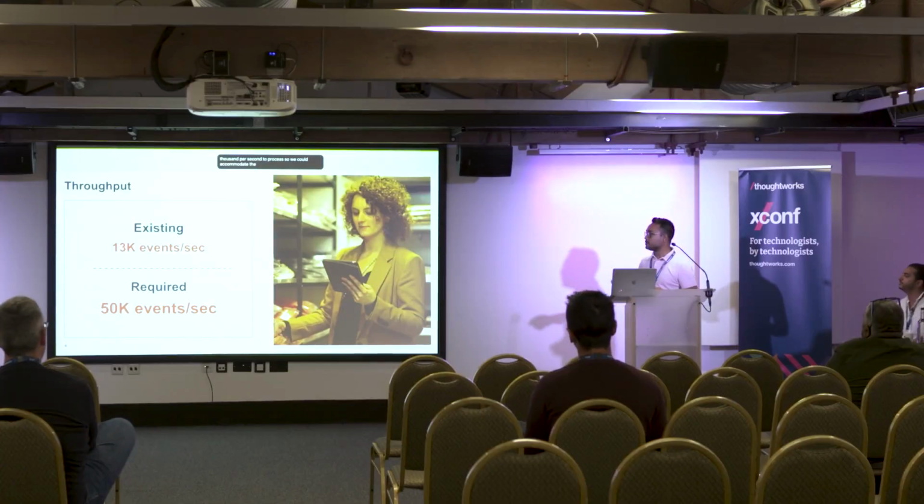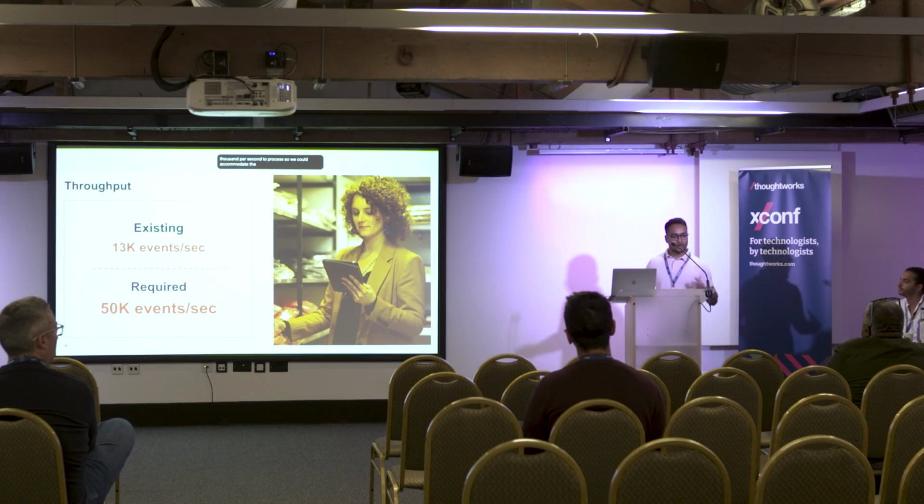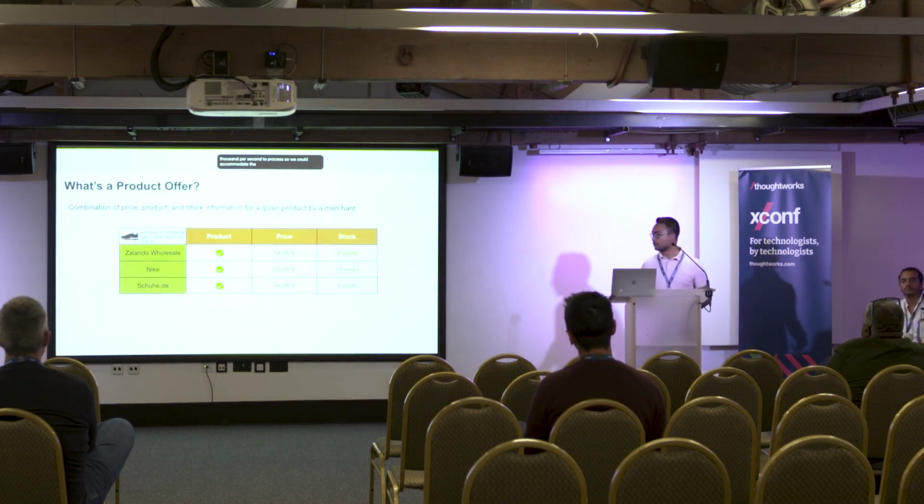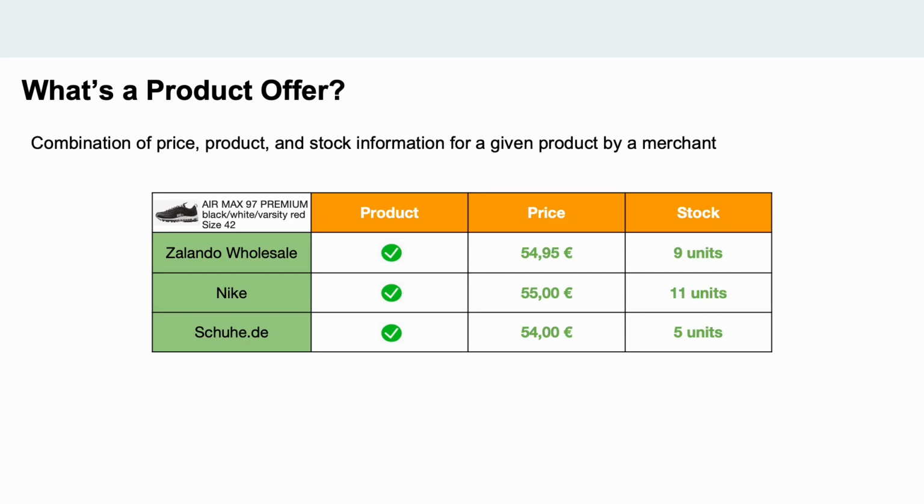But before we dive into what the problem was and how we solved it, let's understand this terminology, product offer. What is a product offer? A product offer is a combination of price, product, and stock information for an article. Considering this Air Max 97 premium shoe, it has 3 pieces of information: product, price, and stock.